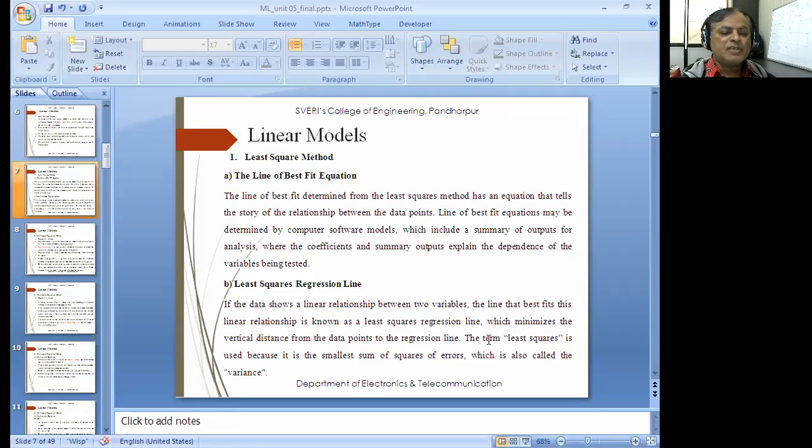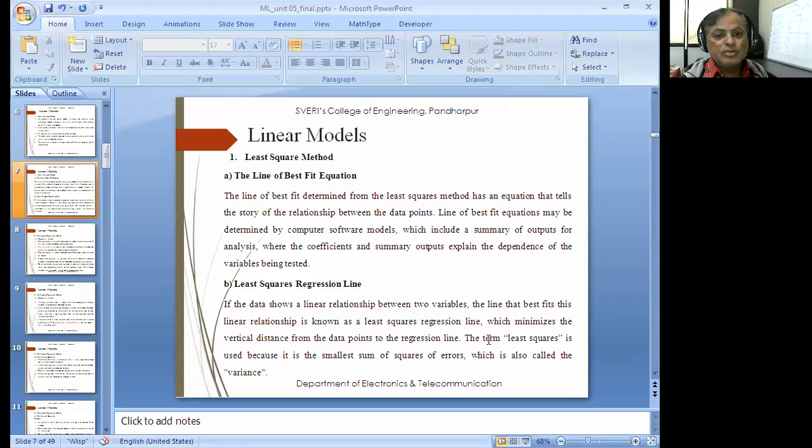We have seen f(x) is equal to mx plus c. That is nothing but the line of best fit equation. The line of best fit determined from the least square method has an equation that tells the story of the relationship between the data points. So वो जो line of best fit equation है ये आपको एक particular data points के बीच में relationship निकालने के लिए मदद करेगा. The line of best fit equation may be determined by computer software models.